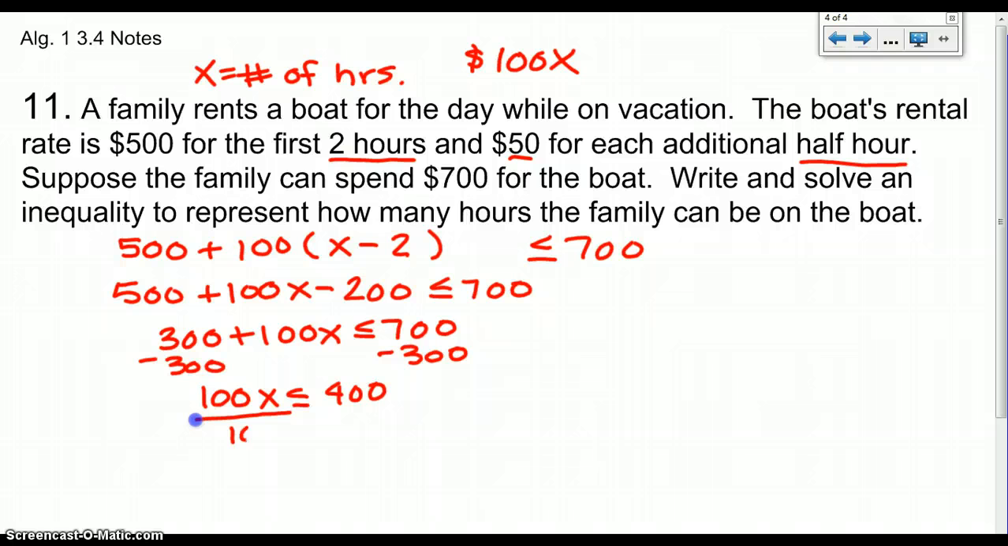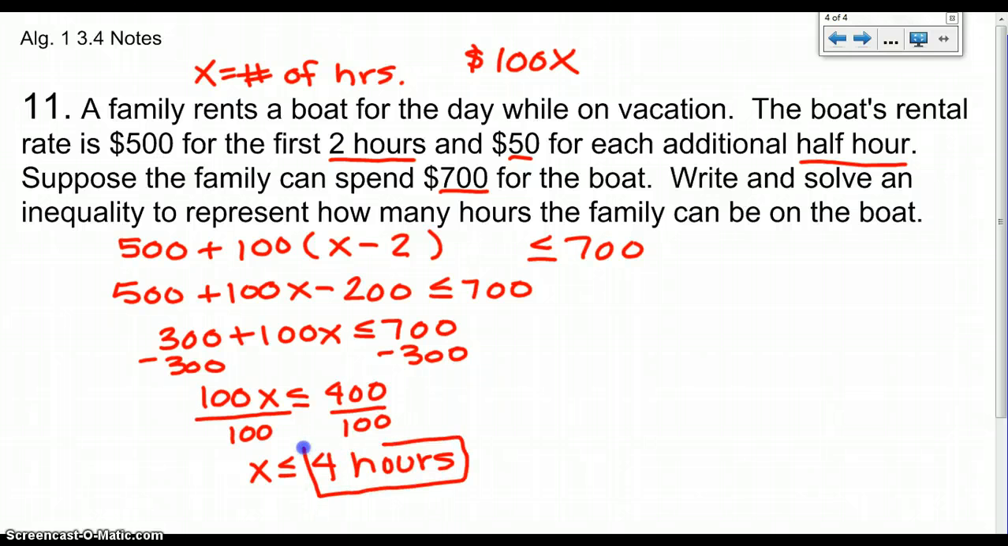Divide by 100. So x is less than or equal to 4. And our unit will be 4 hours. Because we can be on there for 4 hours total for our cost to be $700 or less. So we can't spend 1 minute more than 4 hours.